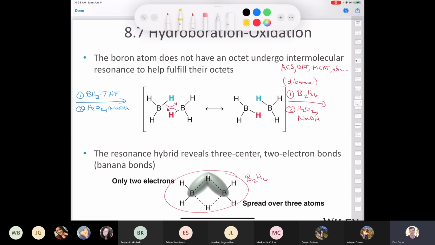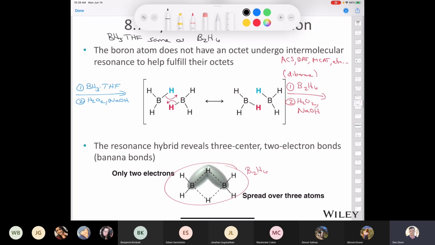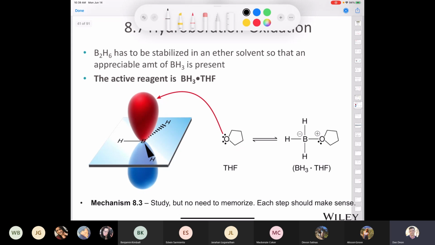So again, if you have an ACS study guide, and I know some students have it, whenever you see B2H6, I'll just write it here in writing so that you have proof that BH3 THF is the same as B2H6. They both do the same thing. They both just affect the first step in the transformation. So again, the B2H6 can be stabilized by an ether solvent like THF. And so you form this active reagent here.